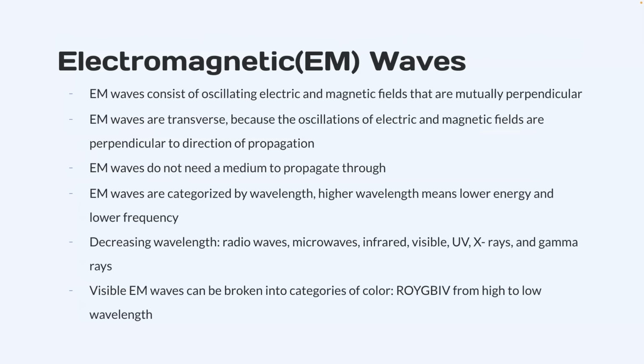And visible EM waves can be further broken into categories of color. Think of the rainbow, ROY G. BIV. And that's actually the order from high to low wavelength, or low to high energy level, or low to high frequency.